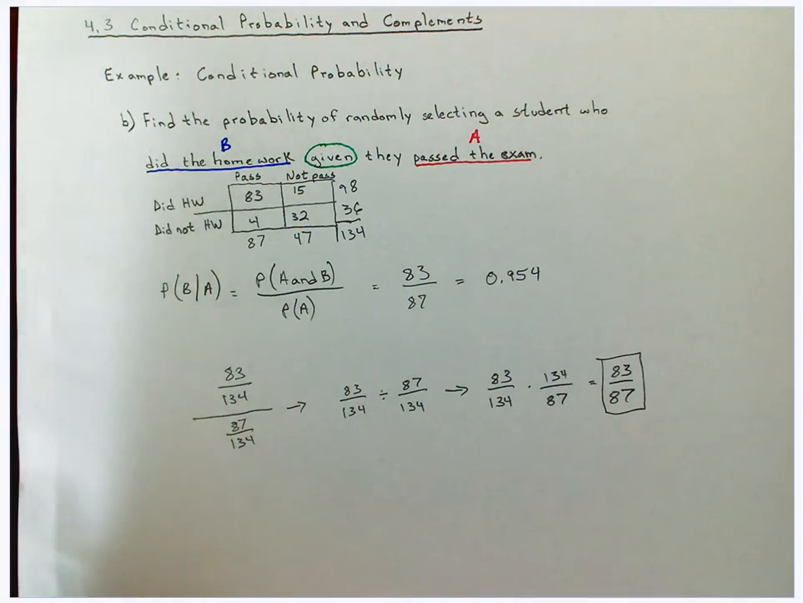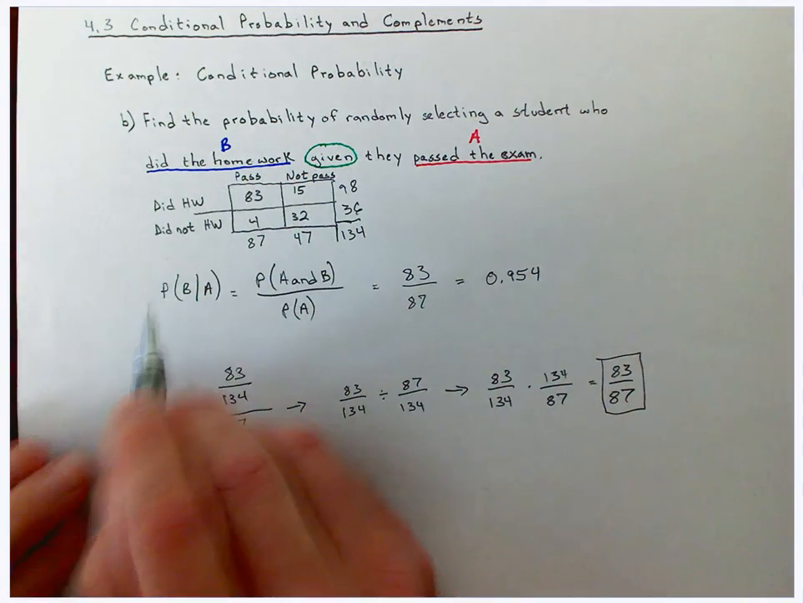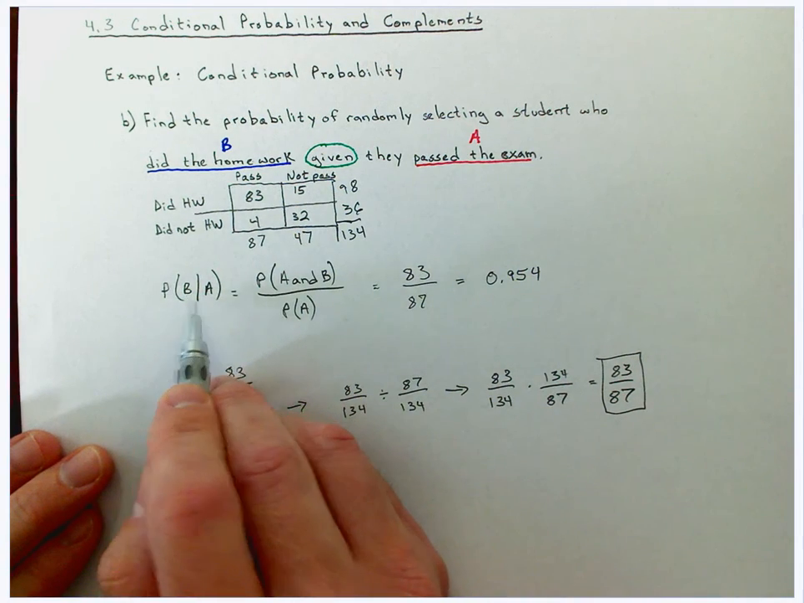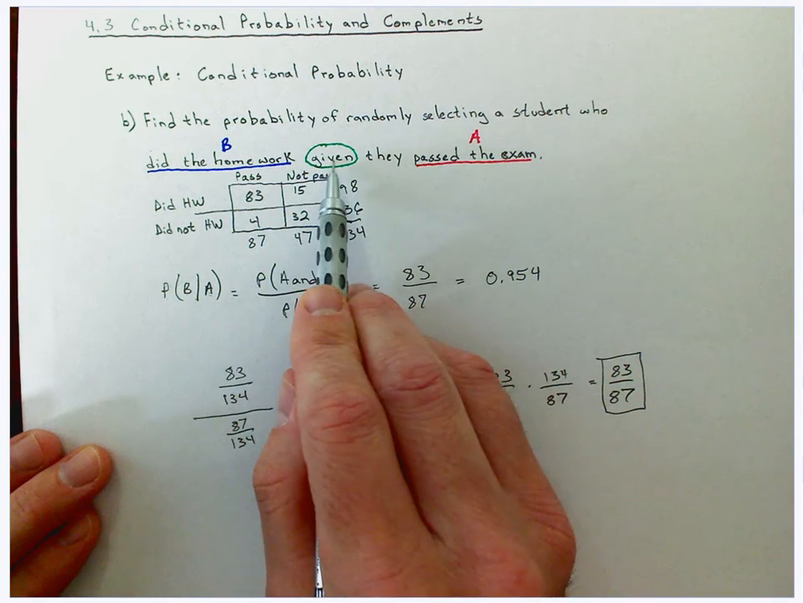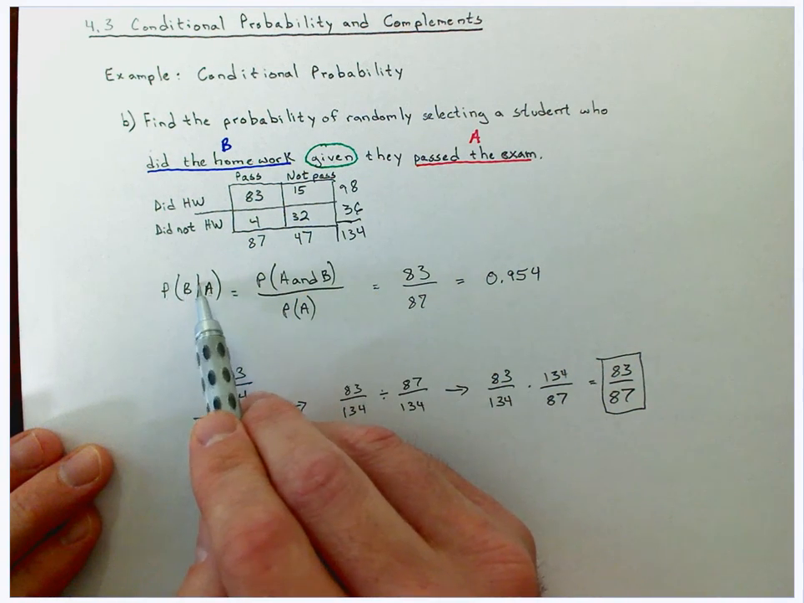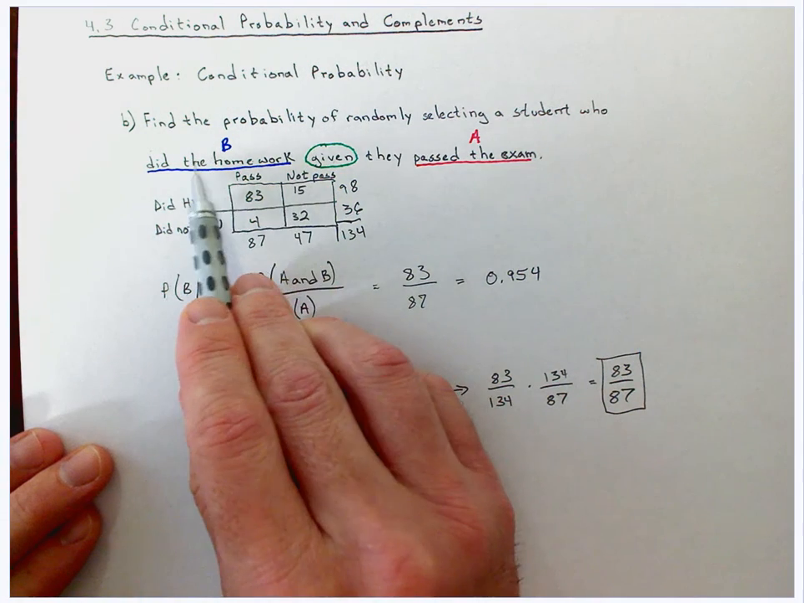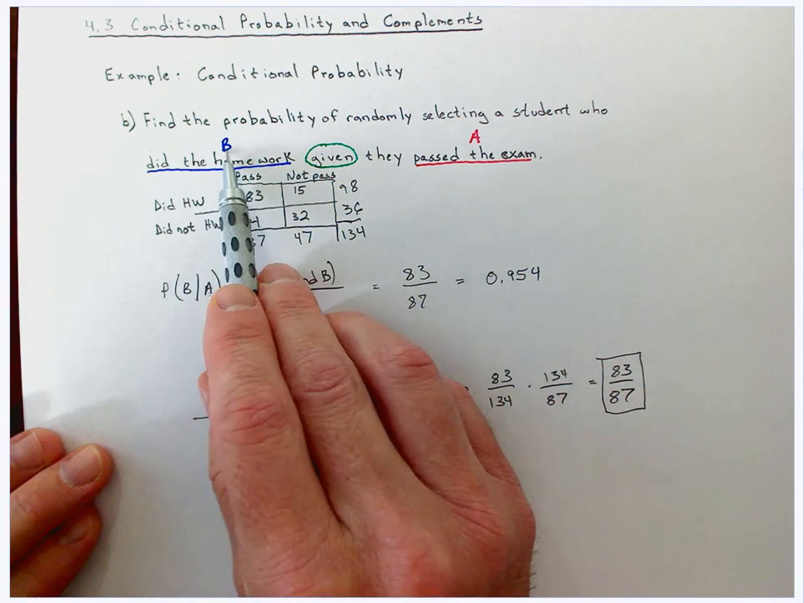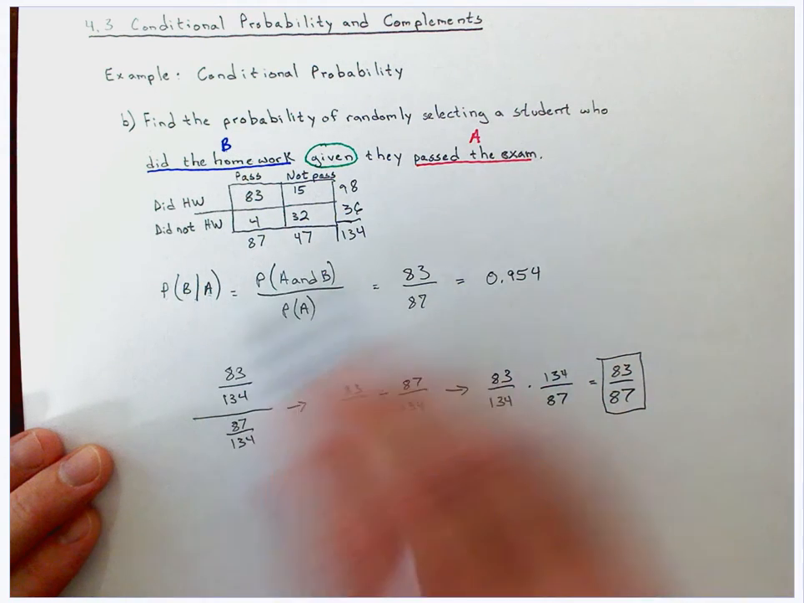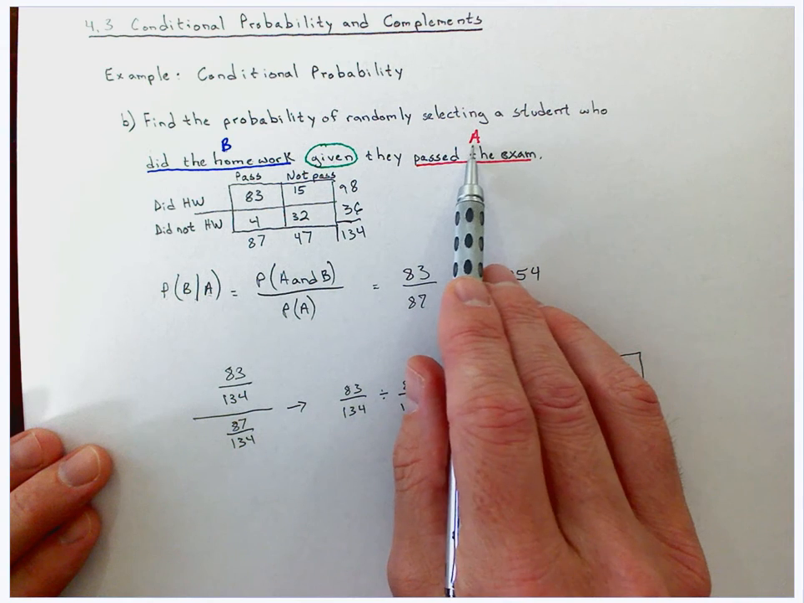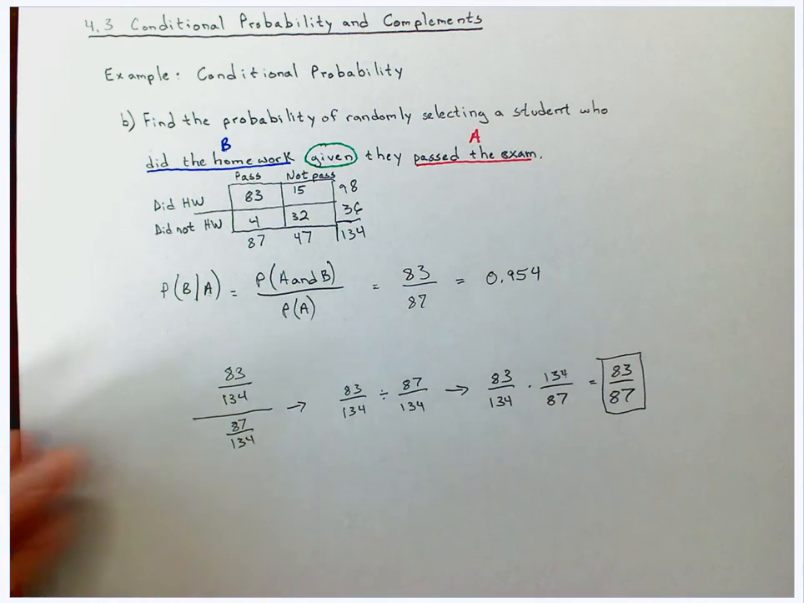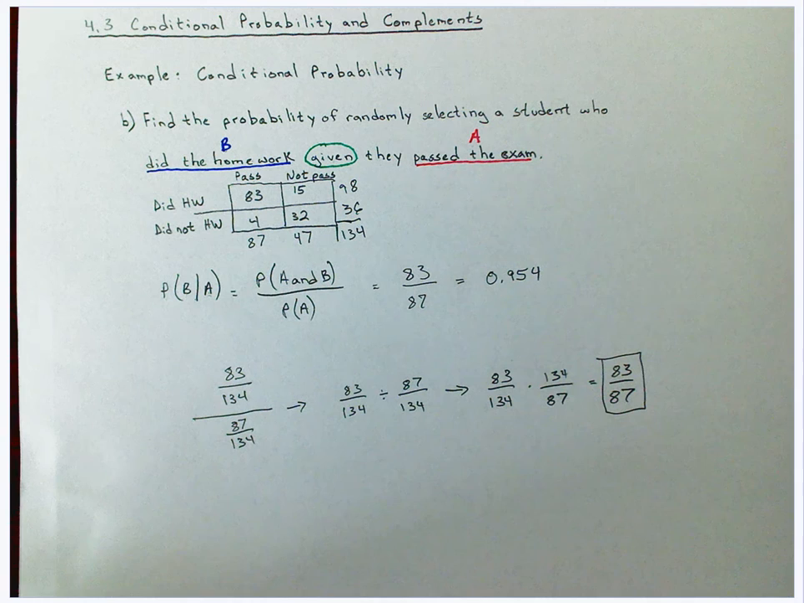Okay, so just to reemphasize, probability of B given A. I find the word given. B is to the left of the symbol given, so the words, it's to the left. Did the homework, I identify that as B. The next one is to the right, passed the exam, I identify that as A. Once I do that, then it's a matter of just plugging in the values for each one.